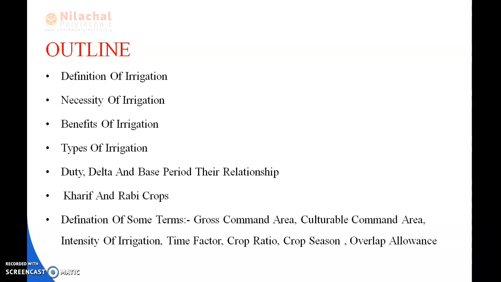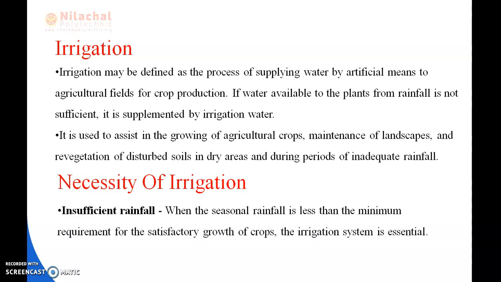Next we will be reading about some definitions: gross command area, cultivable command area, intensity of irrigation, time factor, crop ratio, crop season, overlap allowances. So we will be reading all of this one by one. First we will be reading about irrigation. So what do you mean by irrigation?